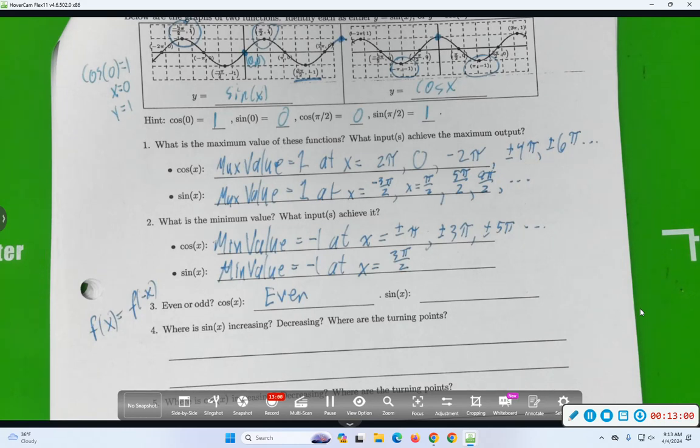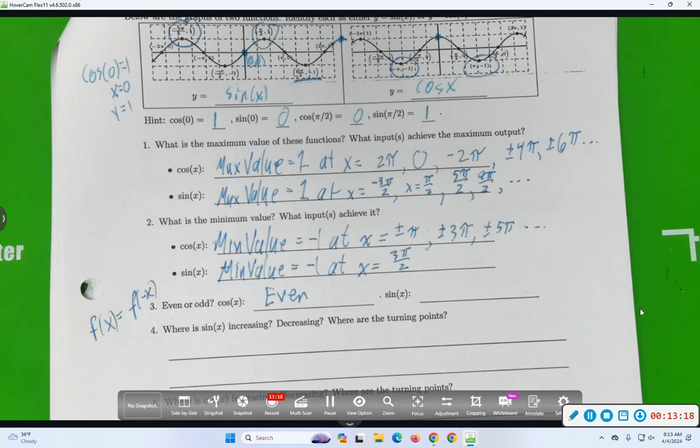So you told me how to tell if a function is even. You reflect over the y-axis and see if you get the same graph. If you reflect sine of x over the y-axis, do you get the exact same graph again? No. So it's not even.